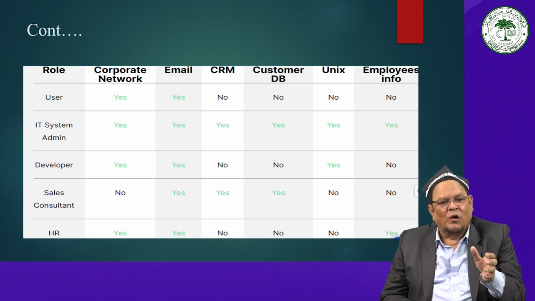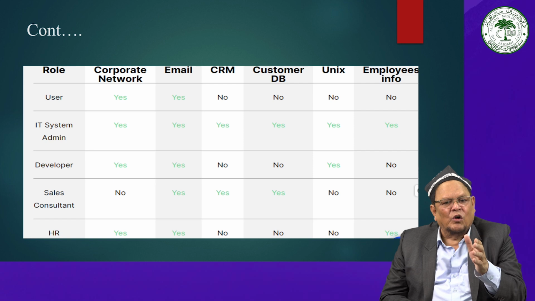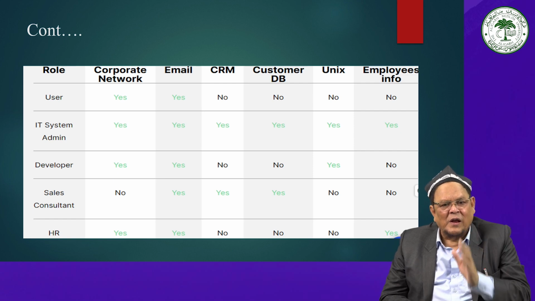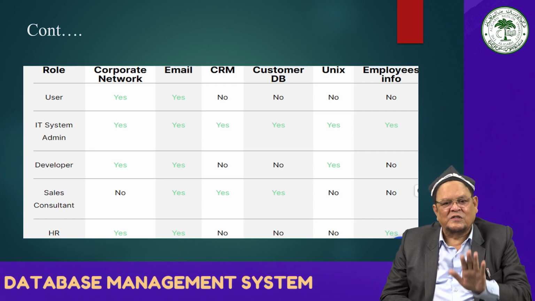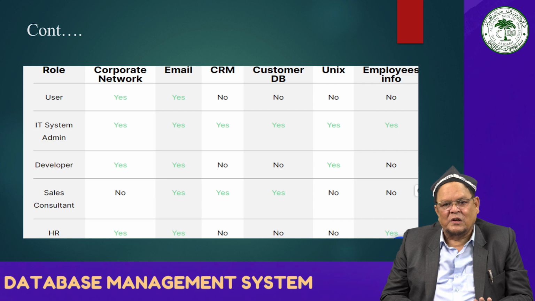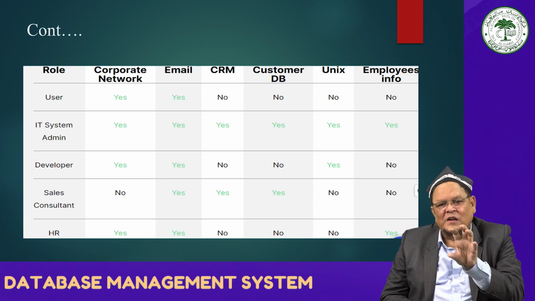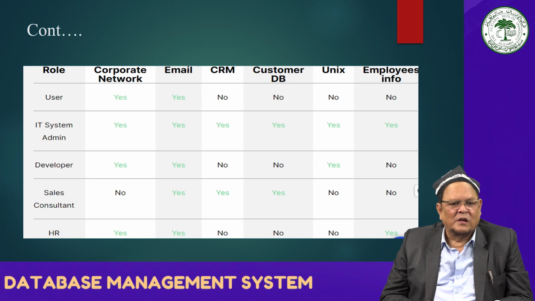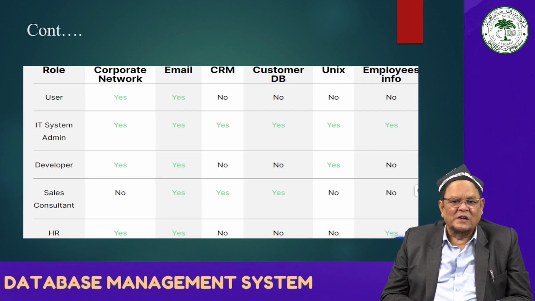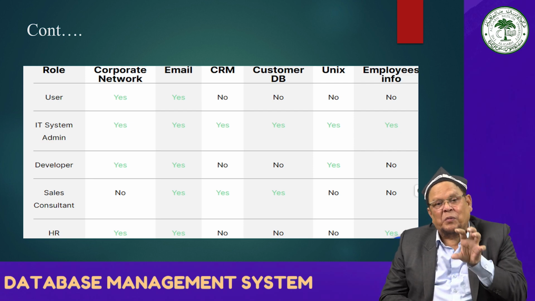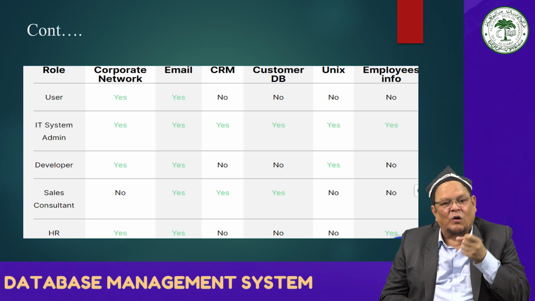Here, user can only be given permission for corporate work. Okay, they can access the email, but not CRM, not customer DB, not Unix, and not employee information. User cannot see the information about the employee. The same way, IT administration. The IT administration is the main part for that. He is the administrator, he is the owner for that.